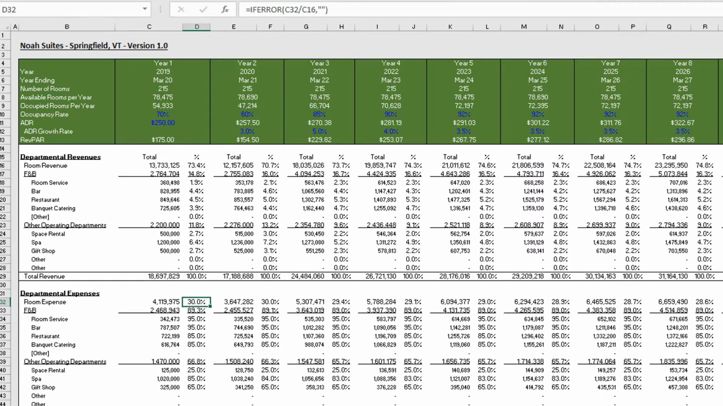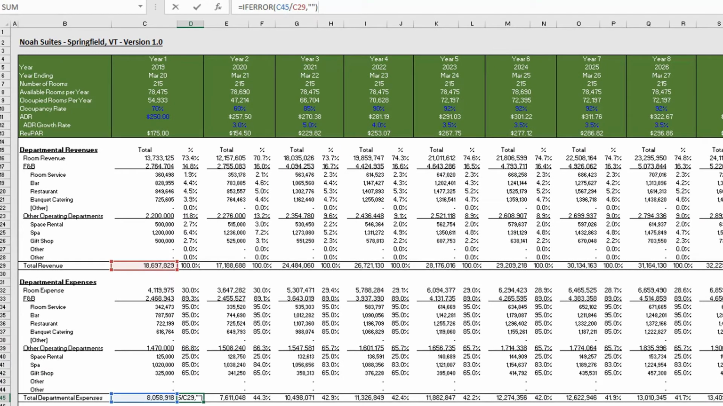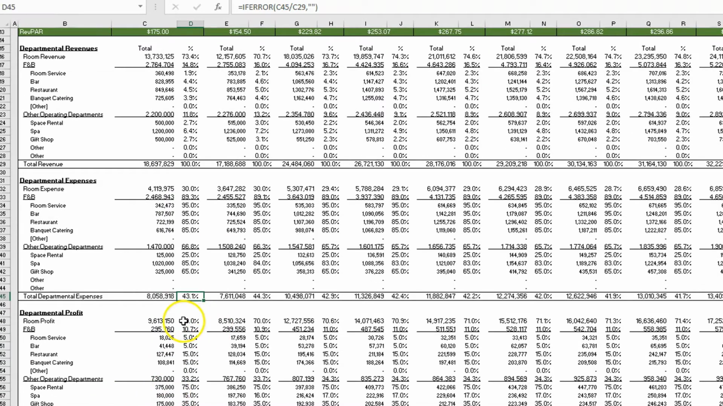And moving down to departmental expenses, we're looking at each line item as a percent of its own respective revenue. You'll see we have high expense ratios for most of these. We see the expenses for the bar take up 95% of the revenue. And then we look at this as a whole, with total departmental expenses as a percentage of total revenue. And then moving down, we do the same thing. We're looking at each department individually, what the profit is as a percent of their respective revenue.